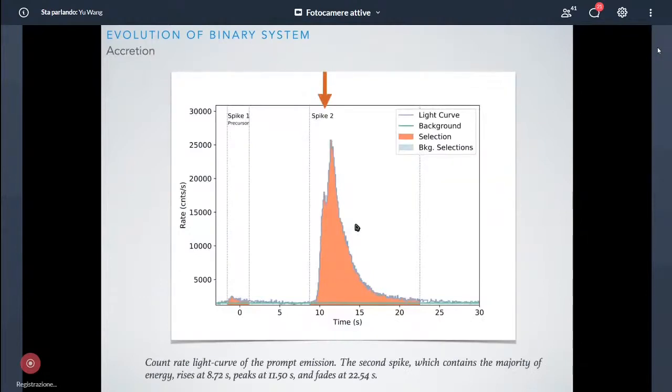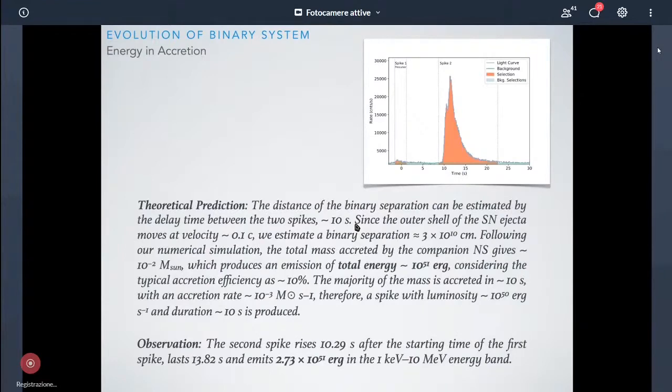Here, this slide indicates the second spike. The second spike, which contains the majority of the energy, rises at 9 seconds, peaks at 12 seconds, and fades at 23 seconds. We have the corresponding explanation.